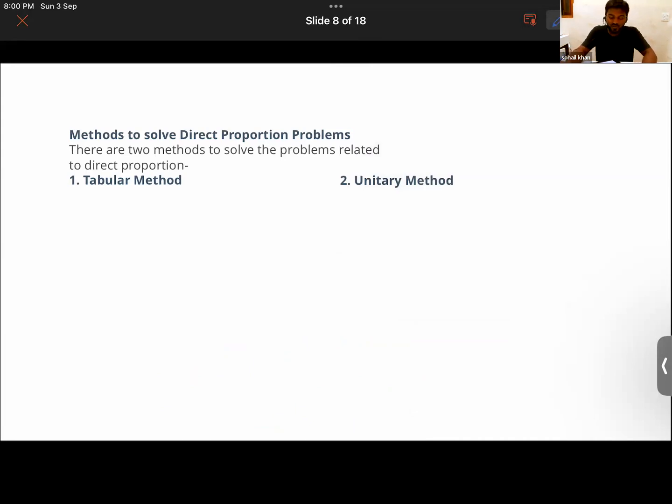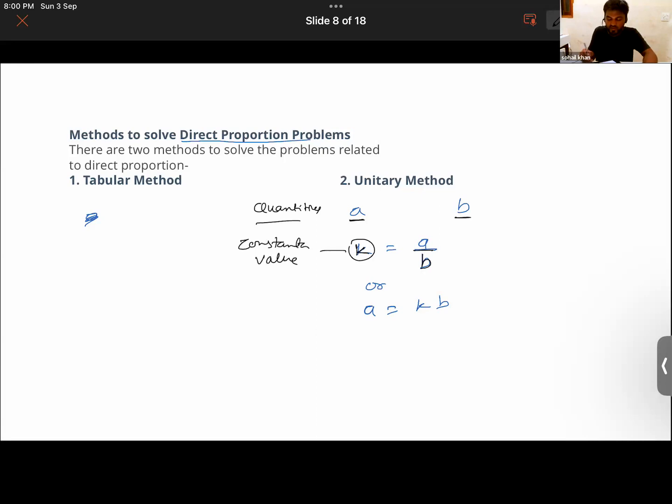So in the unitary method, we are still studying direct proportion problems. If you have quantities like A and B, they will be in direct proportion when K is equal to A upon B, or A is equal to K into B. Now, what do I mean by this? With an example, it will become clear. In the unitary method, you will see that A upon B gives you a constant value K. Either way, it can be written. Right, now let's solve a problem.